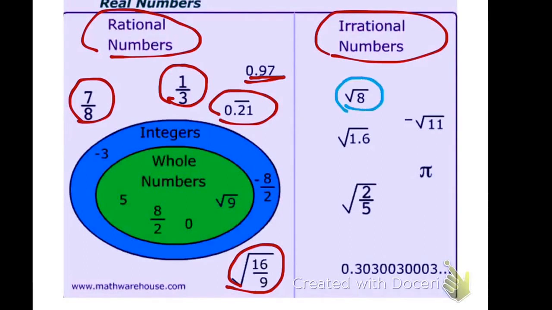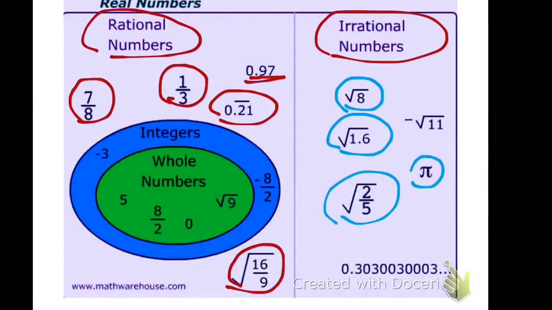If you put the square root of 8 in your calculator and found the decimal equivalent, it's going to be a decimal that randomly goes on and on and on forever. It never stops or doesn't have a pattern of repeat. And so the same way with this example, 1.6, the square root of 2/5, pi is probably your most perfect example of an irrational number. But what I always do is I put them in my calculator and see if they terminate or end, or go on forever without any specific pattern.